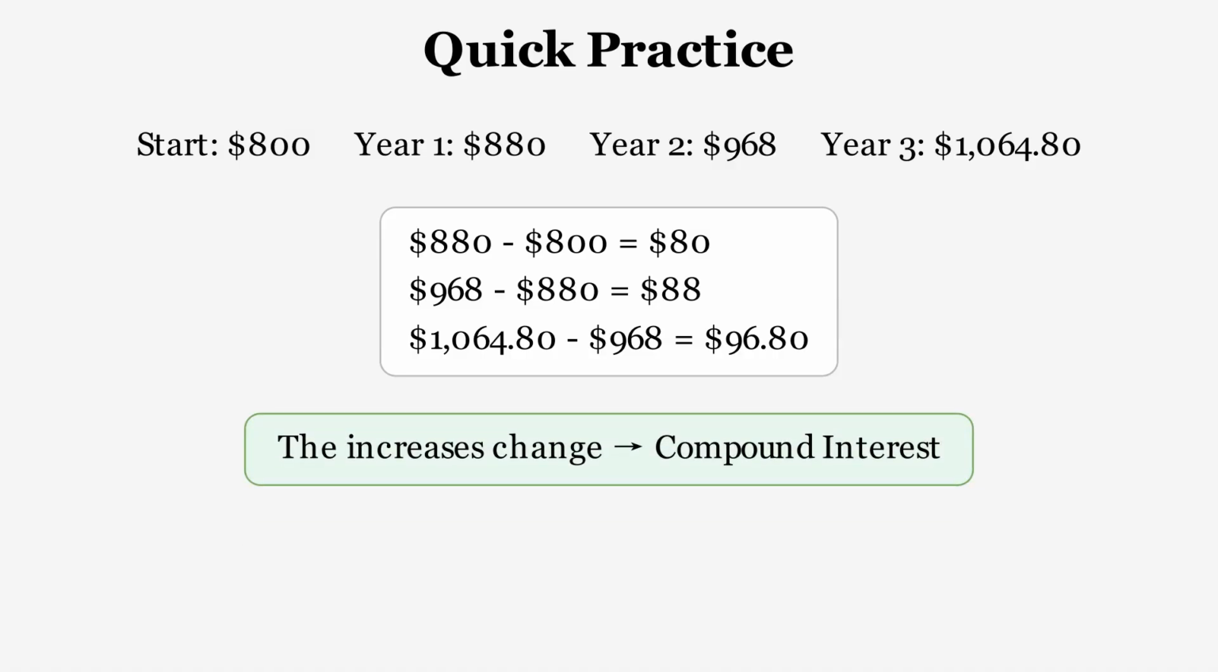Always compare the yearly dollar increases before choosing your answer.